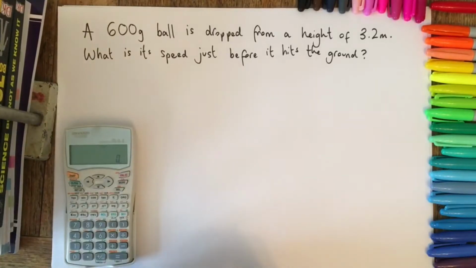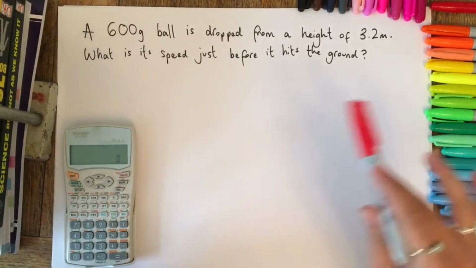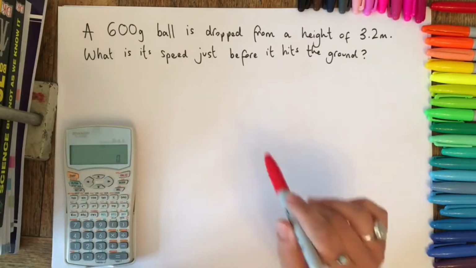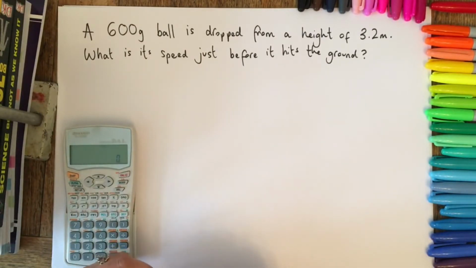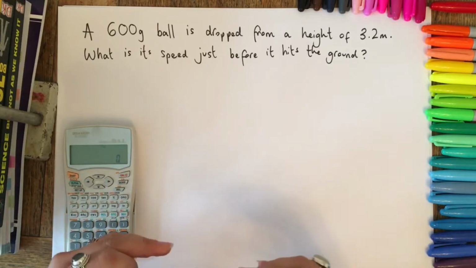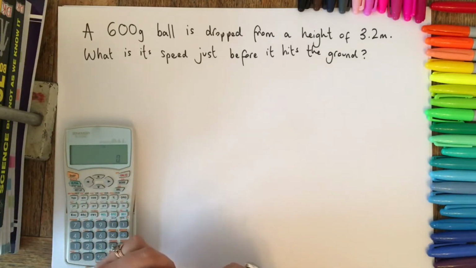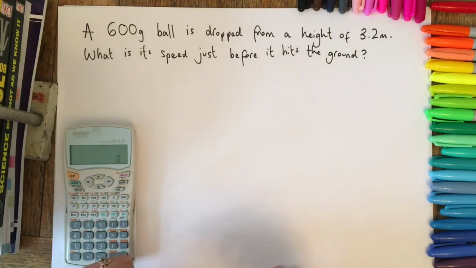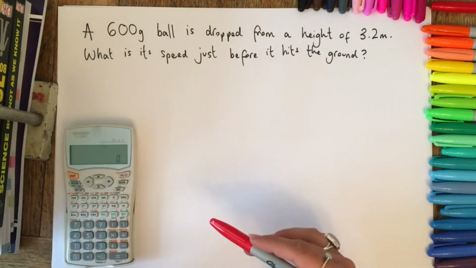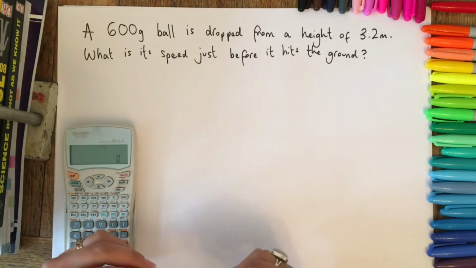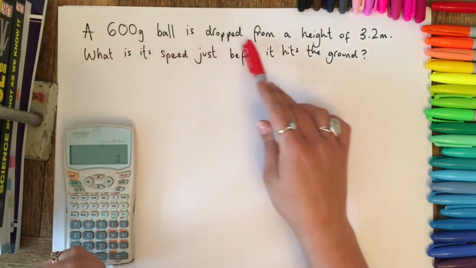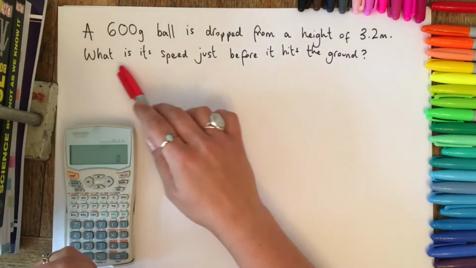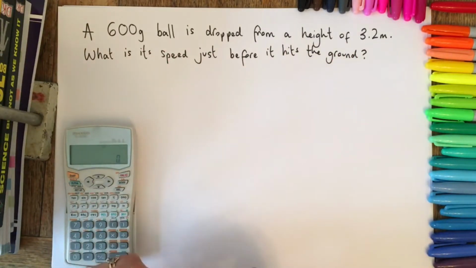So I want to try doing a couple of questions about how to answer specific types of question. This type of question has come up in exams a few times before, and it's usually the same sorts of mistakes that students make. So I want you to try and avoid making those mistakes, and hopefully if a question like this comes up in the exam, you'll be able to get all the marks for it. So let's read the question through first. A 600 gram ball is dropped from a height of 3.2 meters. What is its speed just before it hits the ground?